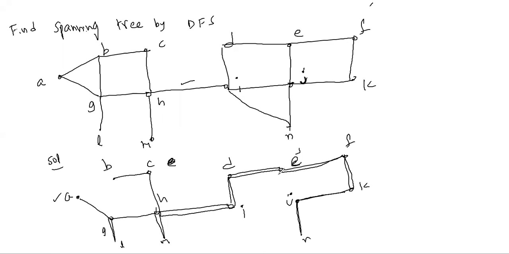So you can go in any manner. You remember that it does not form loops, and it must cover all the vertices. So now I want to explain the difference between these two.